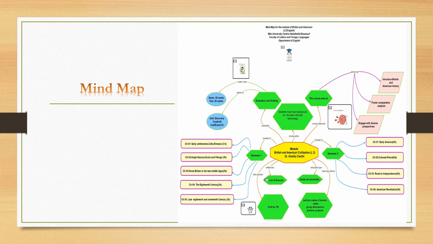In the second semester, we are going to deal with 4 chapters. The first chapter will be about early America. The second chapter will be about the colonial period. The third one will be about the road to independence, and the last one will be the American Revolution.